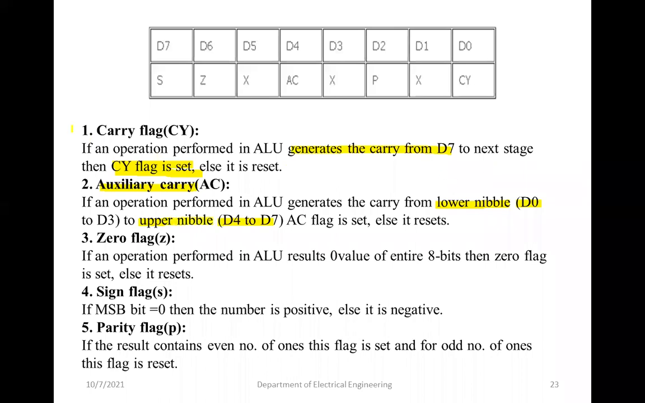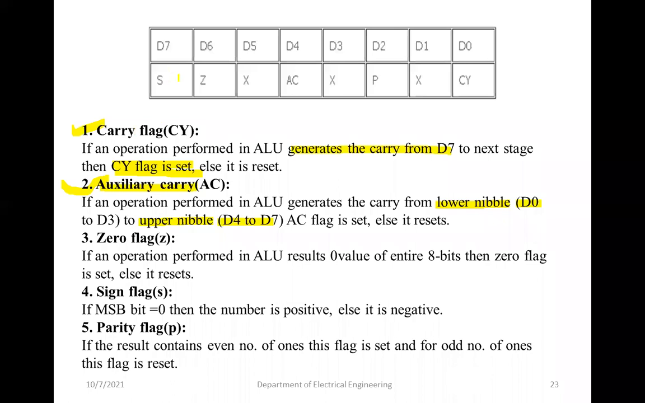This question is asked: what is the difference between carry and auxiliary carry? Carry flag means you generate a carry after D7. This is called the carry flag. And auxiliary carry means you generate a carry from the lower nibble to the upper nibble. That is called the auxiliary carry. What is meant by generate?